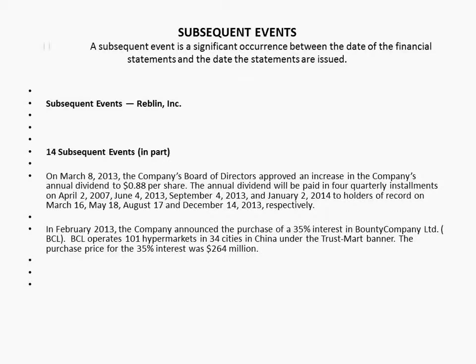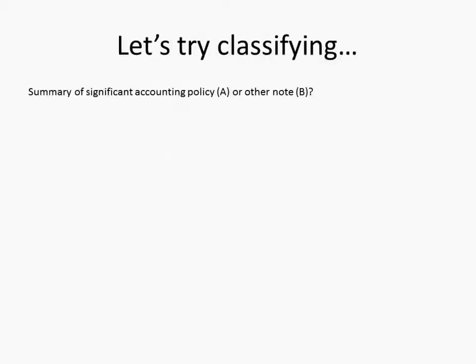This is listed as note 14, so I must have pulled it out from something. That means there's a whole bunch of other notes that are considered other notes that also may have been incorporated into these financial statements. I'm just pointing out one example of an other note versus a summary of significant accounting policies. That's always the first note, okay? So I have a little exercise here.